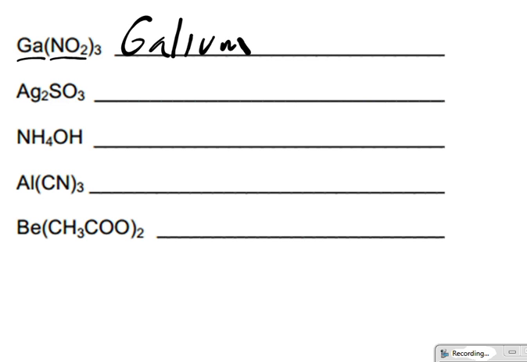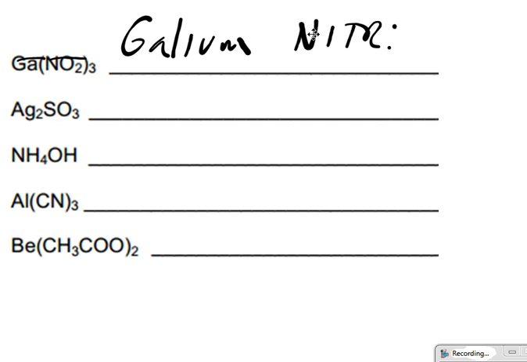Gallium goes right there. Poly or mono? That's poly. NO2 is nitrite, whoops, my bad. Nitrite, ITE. I'm going to add, hold on, I'll get my pen back. NO3 is nitrate.